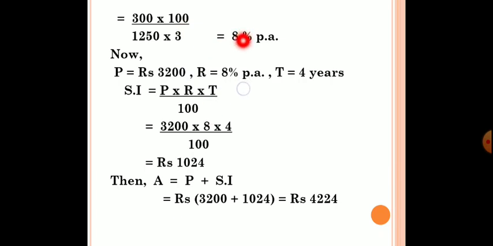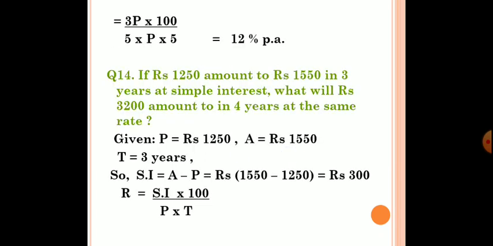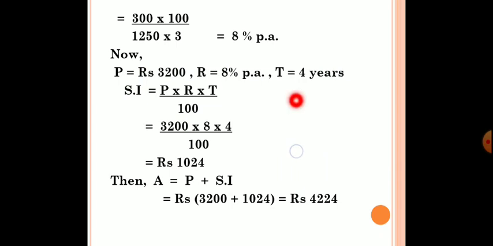Now in the second part of the question, they have said that the sum of money 3200, that is the principal, at the same rate of interest, that is 8% per annum, is being lent. So they have told us to find the interest for rupees 3200 at 8% per annum for 4 years.